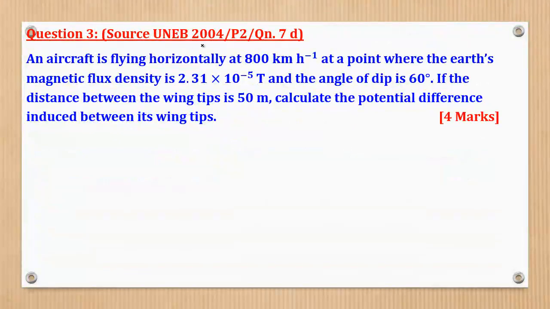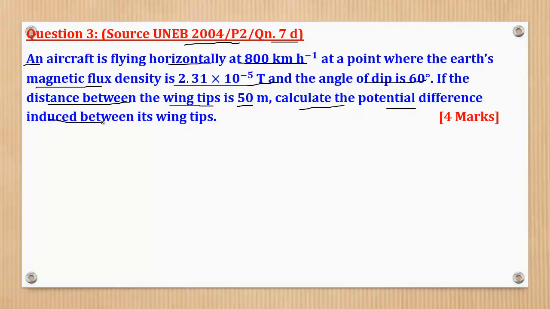Question 3 came from UACE 2004, paper 2, question 7D, and says, an aircraft flying horizontally at 800 kilometers per hour at a point where the Earth's magnetic flux density is this, and the angle of dip is 60 degrees. If the distance between the wing tips is 50 meters, calculate the potential difference induced between its wing tips.